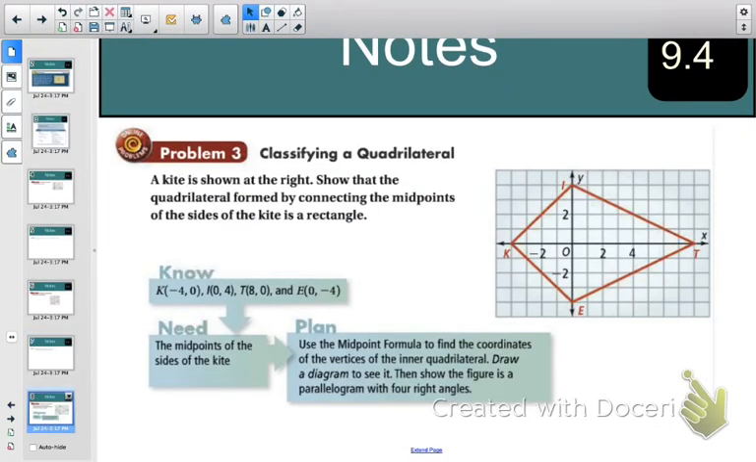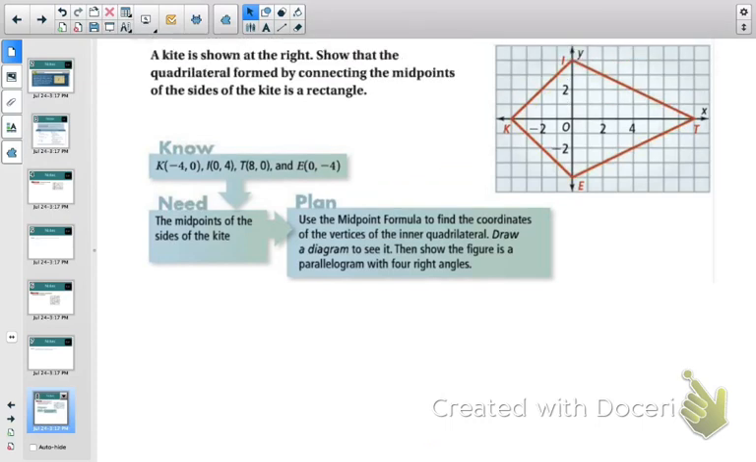Okay, last one here. So we have a kite. It says show the quadrilateral formed by connecting the midpoints of the sides is a rectangle. So we need to find the midpoints of all the sides first. If I list my points, actually I have them listed here. The midpoint of KI, this side up here, I'm going to look at K and I and find the midpoint of KI.